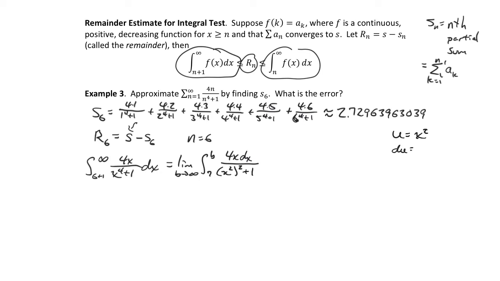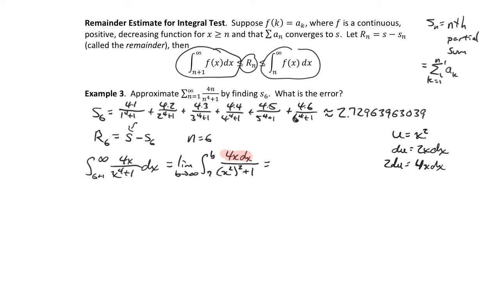du is 2x dx. Now I don't have 2x dx, I have 4x dx, right? So I need to multiply my du by something in order to get 4x. Well, to get 4x, I would need to multiply 2x by 2. So I'm going to need to multiply that left side by 2. So 2 du is 4x dx.